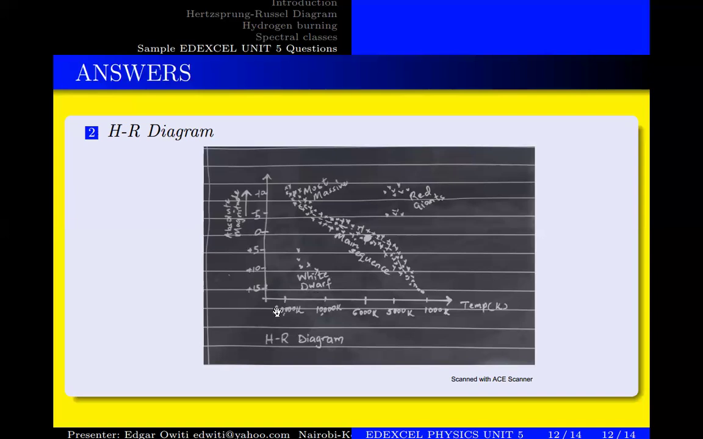Then the x-axis is interesting because the temperature is not increasing towards the right, but the temperature is increasing towards the left. So towards the left, you have the highest temperature, and then going towards the right, you have the lowest temperature. So those are some of the features that somebody must remember when you are drawing the HR diagram.